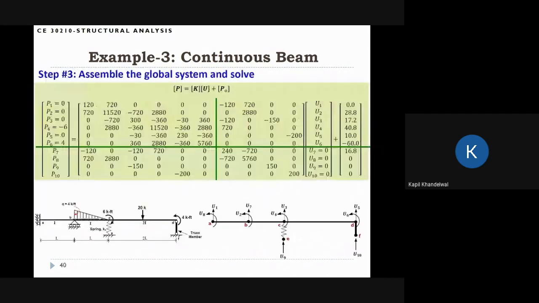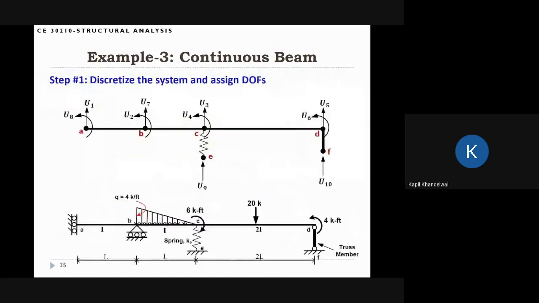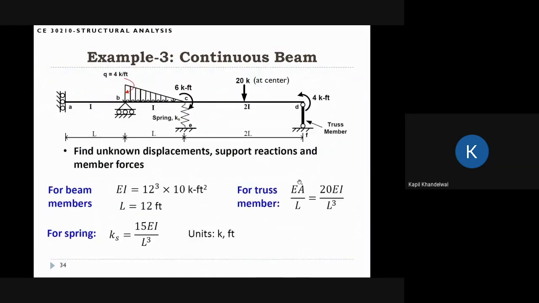But we can still apply the moment at this node because we have a beam member. So what's happening? This entire force is resisted by this beam member CD. Okay, the truss is just resisting the vertical motion, so it's not resisting any kind of moment here. Same thing, you will see that this spring member is not resisting any moment. Any resistance is only coming from vertical forces.